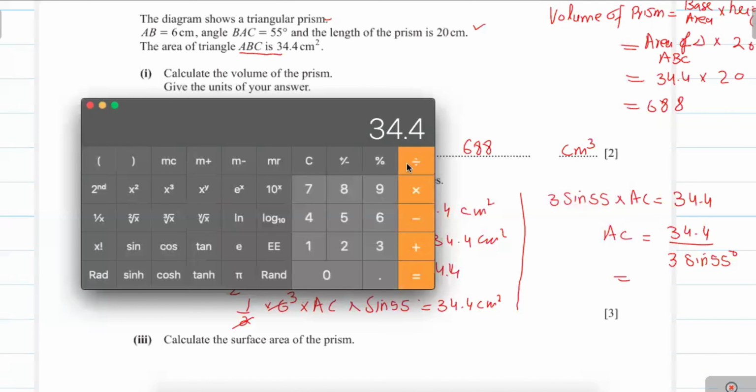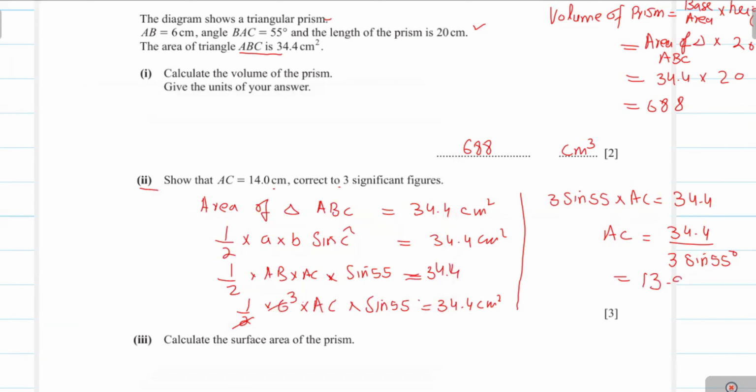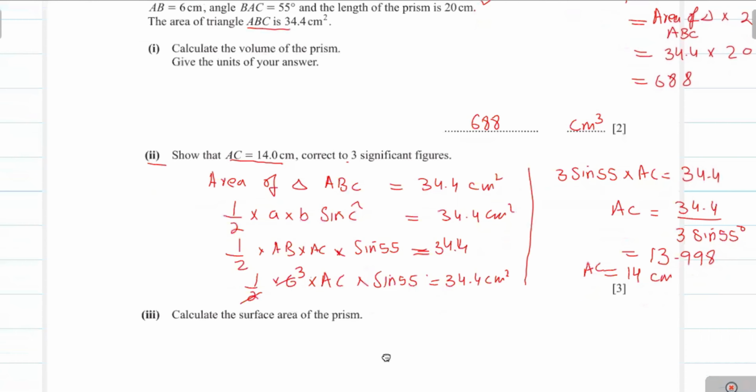This is 34.4 divided by 3 times sine 55, and this will be equal to 13.998, which is approximately equal to 14 centimeters, the length of AC, and we have to prove this length of AC is 14 centimeters. Next is to calculate the surface area of the prism.